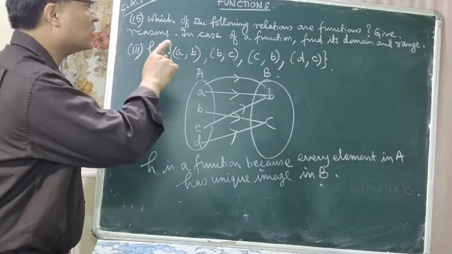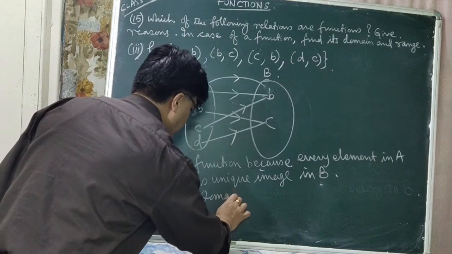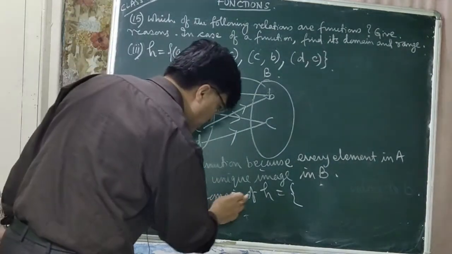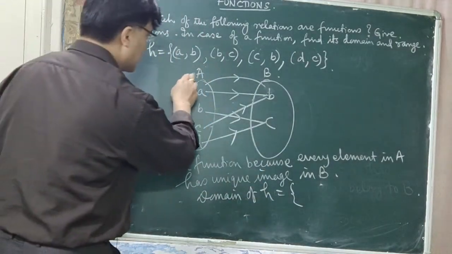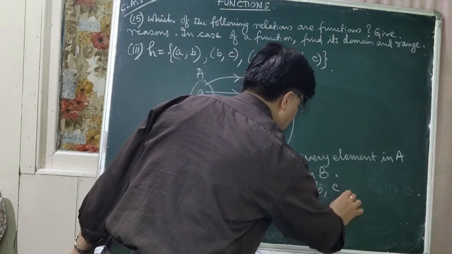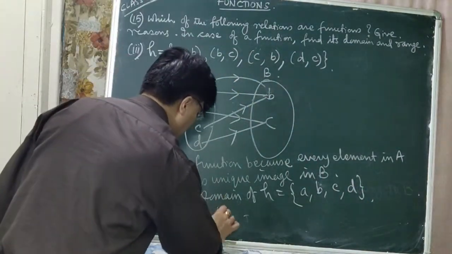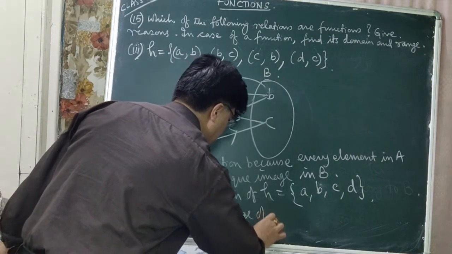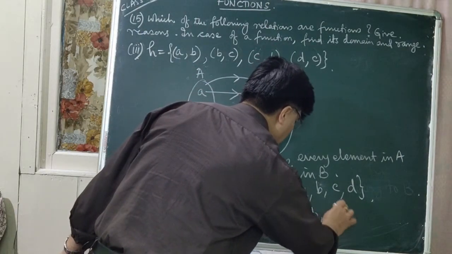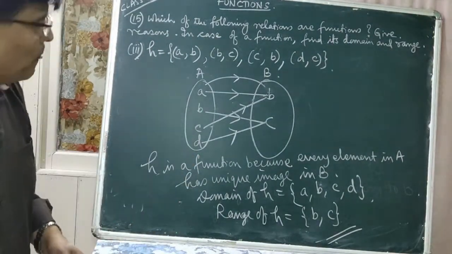Okay, now what is the domain and range of the function h? So domain of h is equal to, what is domain of h? That is, domain of h is the set A. Set A has the elements A comma B comma C comma D. That is your domain of h. Now what is range of h here? So range of h here is the set of B, that is B comma C. That is B comma C is the range of h. So I think you have understood it. So you can copy it.